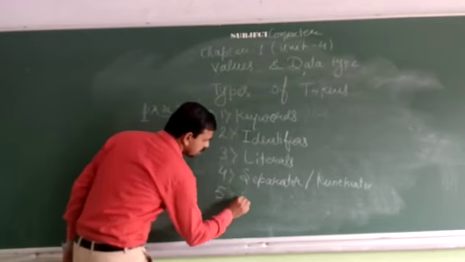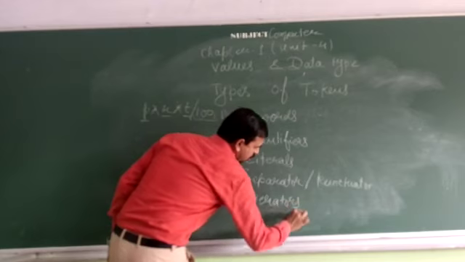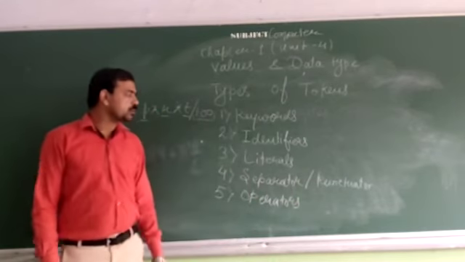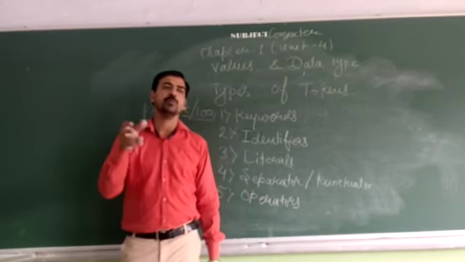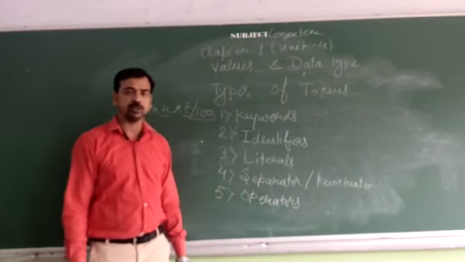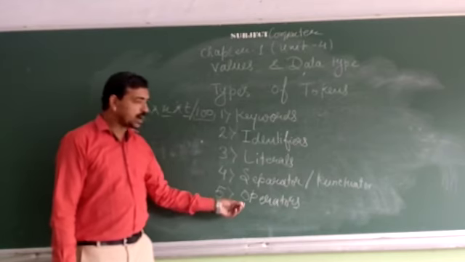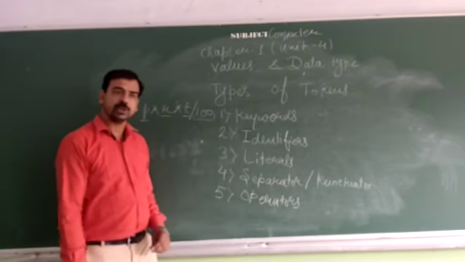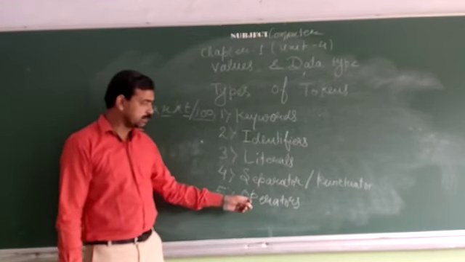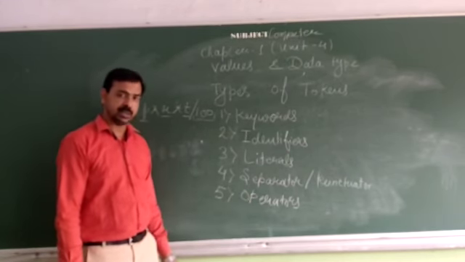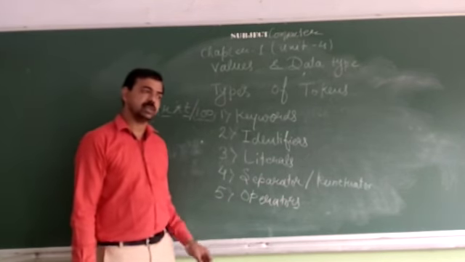Okay, now the last one, that is the operators. Now these operators are the symbols which perform some operation over the values. Is that clear? There are so many types of operators also, and we will discuss the types of operators in our next class. We will discuss the types of literals also in our next class.